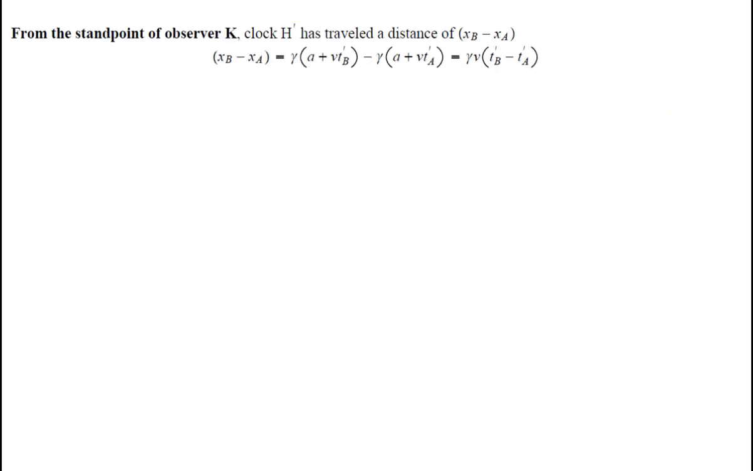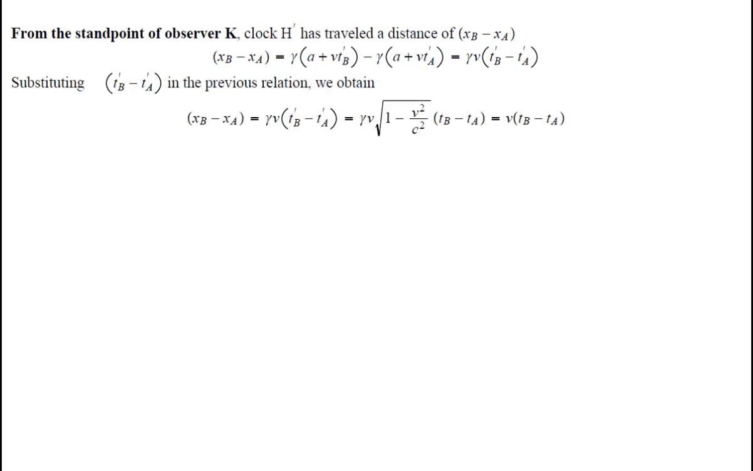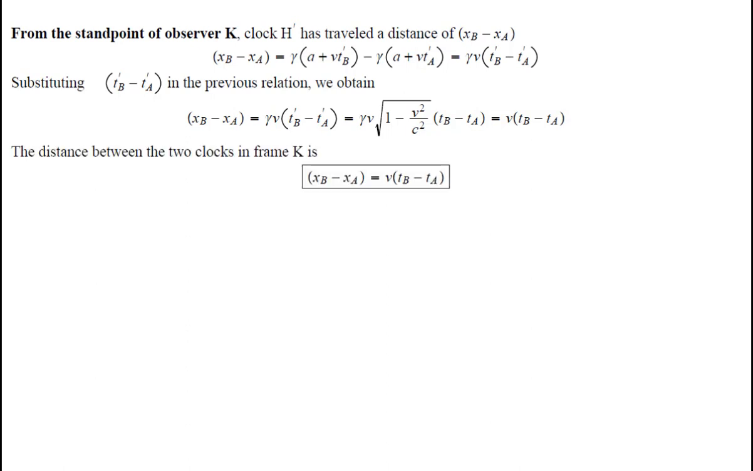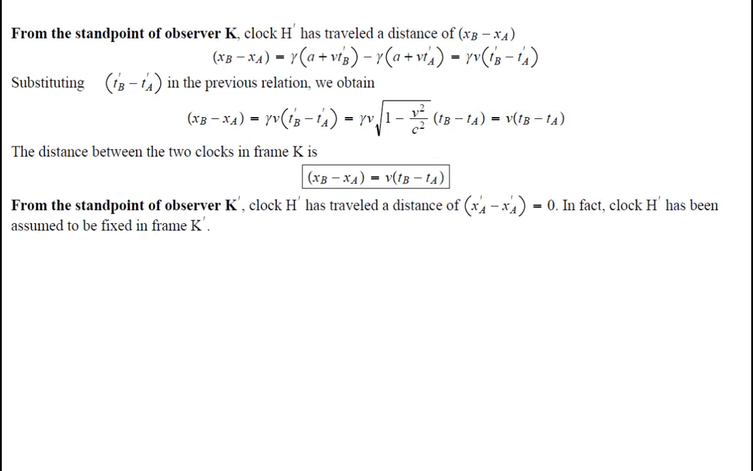From the standpoint of observer k, clock h' has traveled a distance xb minus xa. Substituting t'b minus t'A in the previous relation, we obtain xb minus xa equals v times tb minus ta. And this is the distance between the two clocks in frame k. From the standpoint of observer k', clock h' has traveled a distance x'A minus x'A equal to 0. In fact, clock h' has been assumed to be fixed in frame k'.